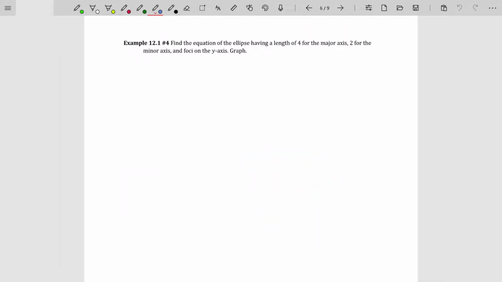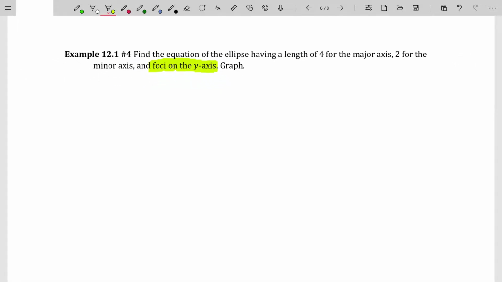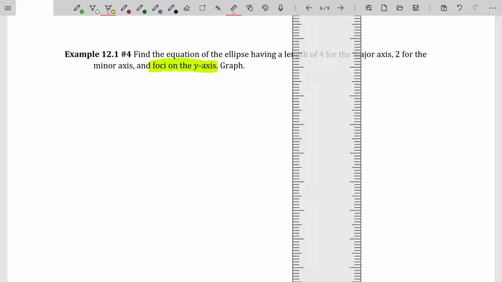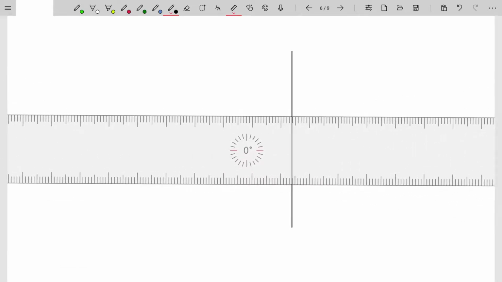All right, let's go ahead and try this one here. Find the equation of the ellipse having length of 4 for the major axis, 2 for the minor axis, and foci on the y-axis. When they tell us the foci are on the y-axis, that truthfully means we now have, finally in this video series, an ellipse with a major axis that's vertical. I'm going to quickly sketch this out because they've given me enough information to sketch at least parts of it. So I'll just start with a y and an x axis here.